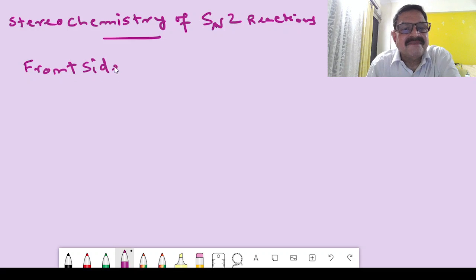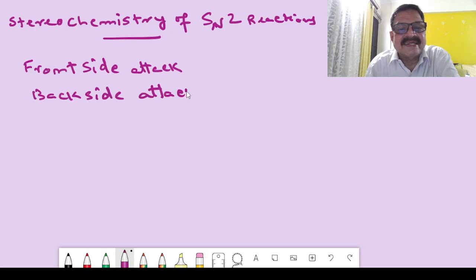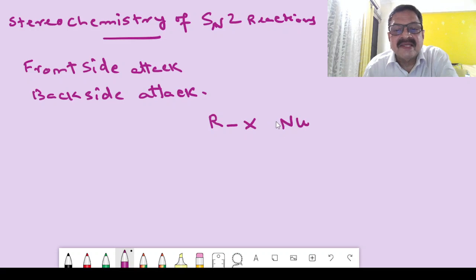Front side attack. And the other one is a back side attack. These two possibilities are there here. Suppose we have R-X here. This nucleophile can attack from here. That is one possibility, and the bromine can leave. And we can get this R-Nu bond like this, plus X minus. This is one possibility.